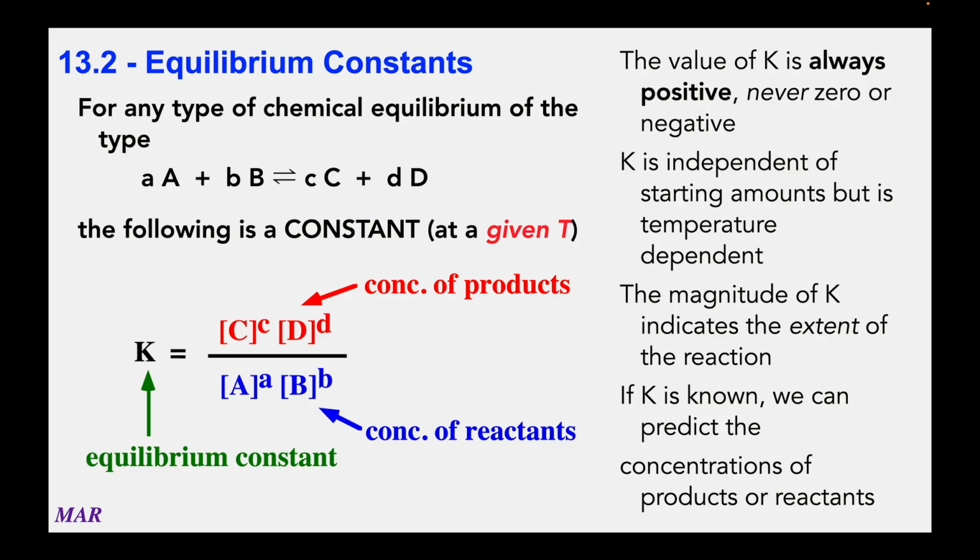And the magnitude of K, how big it is, will help us to understand the extent of the reaction. Like, do you have just a little bit of products or a lot of products? And if you do know K, there's lots of stuff you can do. You can predict the concentrations of products and reactants and all kinds of other stuff. So we're going to explore in this section how to figure out what K can be.